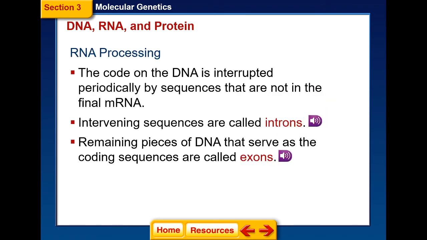RNA processing. The code on the DNA is interrupted periodically by sequences that are not in the final mRNA. Intervening sequences are called introns. Remaining pieces of DNA that serve as the coding sequences are called exons.